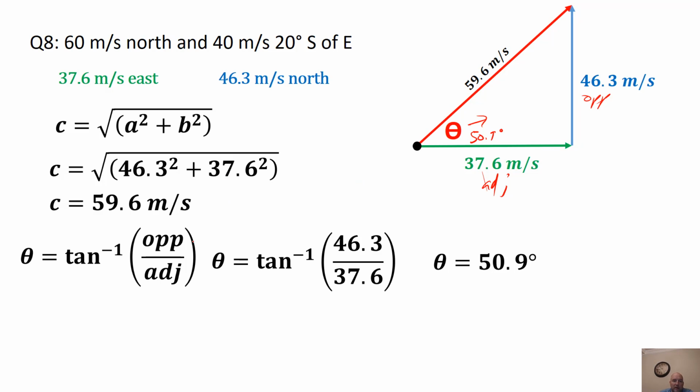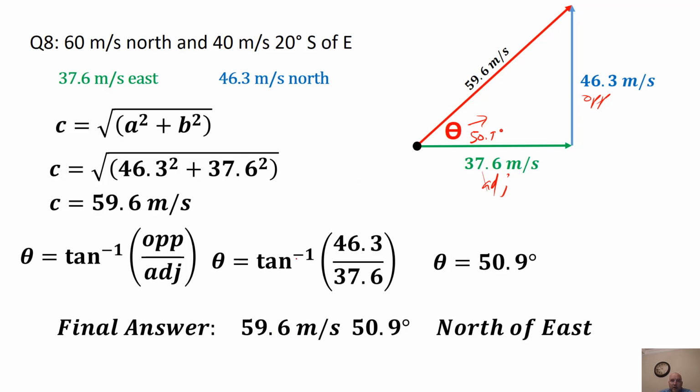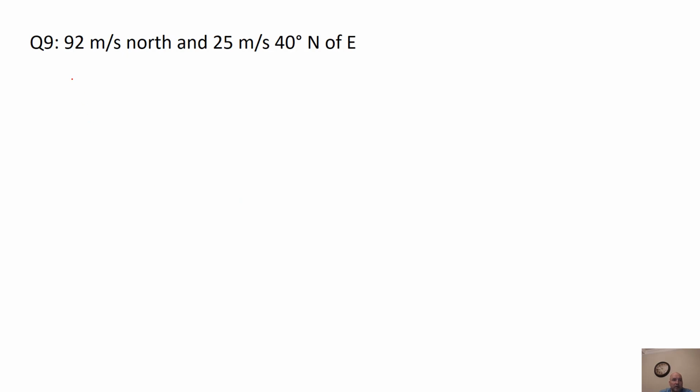And now we're ready to go ahead and describe the final answer. So it's 59.6 meters per second, 50.9 degrees. And this one is going to be to the north of, once again, the baseline is going to be the last thing you see here, the east. This is the east direction. So we're going to the north of that east. And so this is the final answer for that problem. Keep on getting some practice.